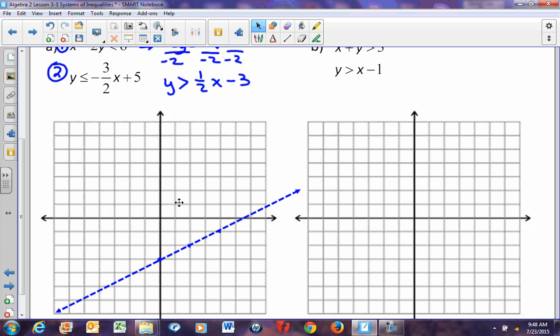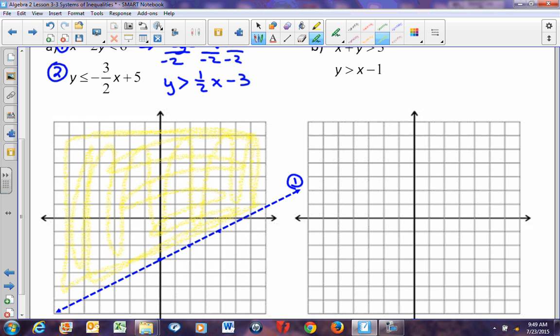All right. So now that we have this dashed line, this is equation number 1. I'm going to label this equation number 1. It is greater than, so I should be shading above it. I'm going to take yellow and shade above this. That's the solution to this particular inequality right here.